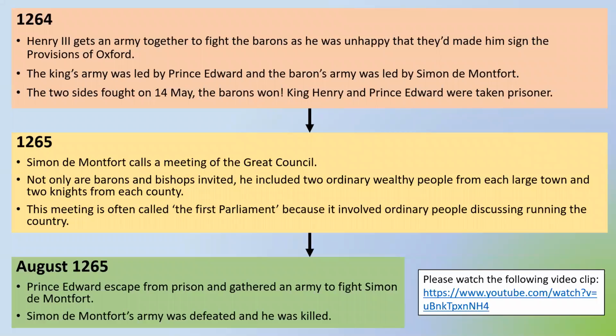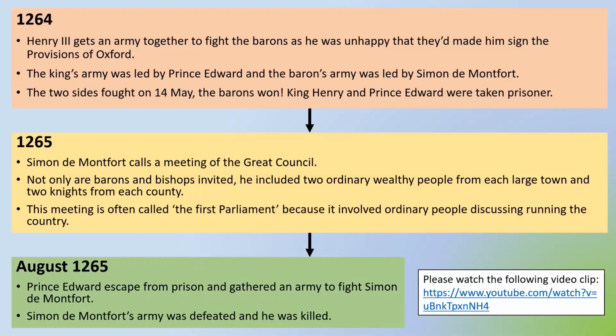Not only does he invite barons and bishops, so people who are very rich, powerful, and influential, but he decides to include 2 ordinary wealthy people from each large town and 2 knights from each county. So why is this important? Well, it's often referred to as the First Parliament, and it's called the First Parliament because it involves ordinary people discussing the running of the country. So no longer was the Great Council just the king, barons, and bishops, but now you are including ordinary wealthy people and knights as well. Okay, so running a little bit more like how we see Parliament today.